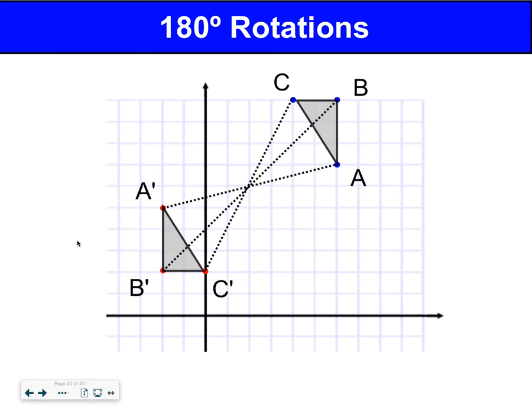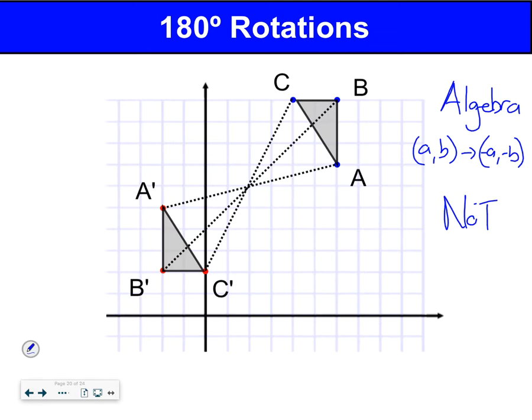Today in class, we talked about a specific type of rotation that involves rotating points or lines or images 180 degrees. Now, one thing I want to point out is we talked about using algebraic reasoning where a point A, B changed to point negative A, negative B. Now, we cannot use this rule right now because in order for that rule to work, our center of rotation has to be at the origin.